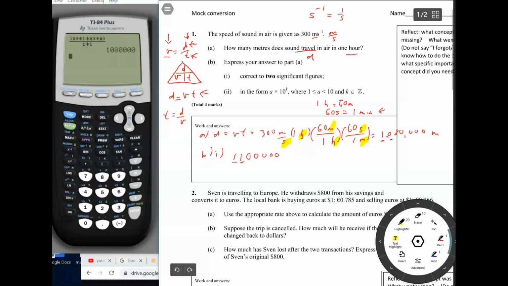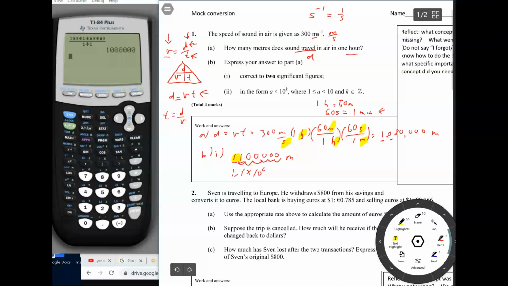So I have two significant figures, 1, 1, and basically I have 1,100,000 meters. And that's two significant figures because these two are significant. Next thing, we're going to change it to scientific notation. We'll end up with 1.1 times 10 to the 1, 2, 3, 4, 5, 6. So I'm going to move the decimal point 6 places, so it's 1.1 times 10 to the 6.